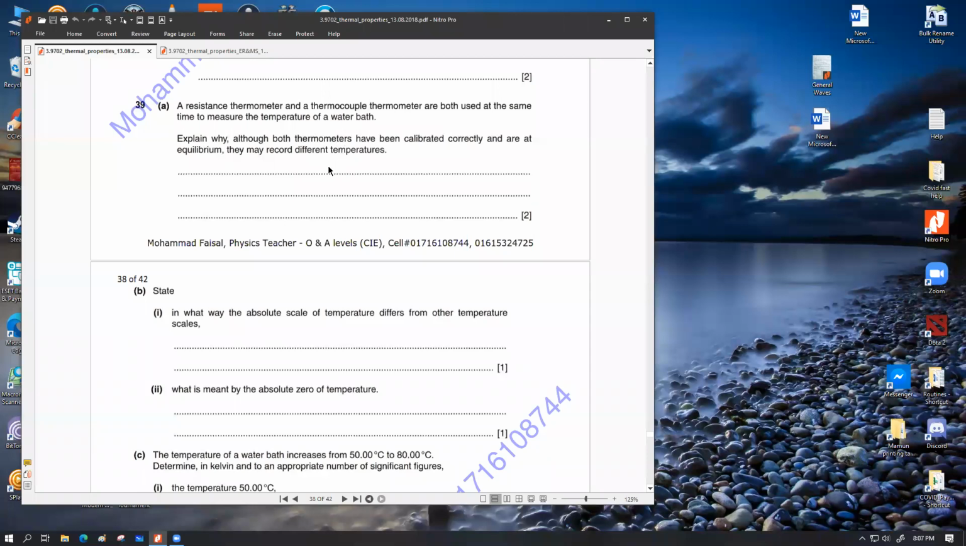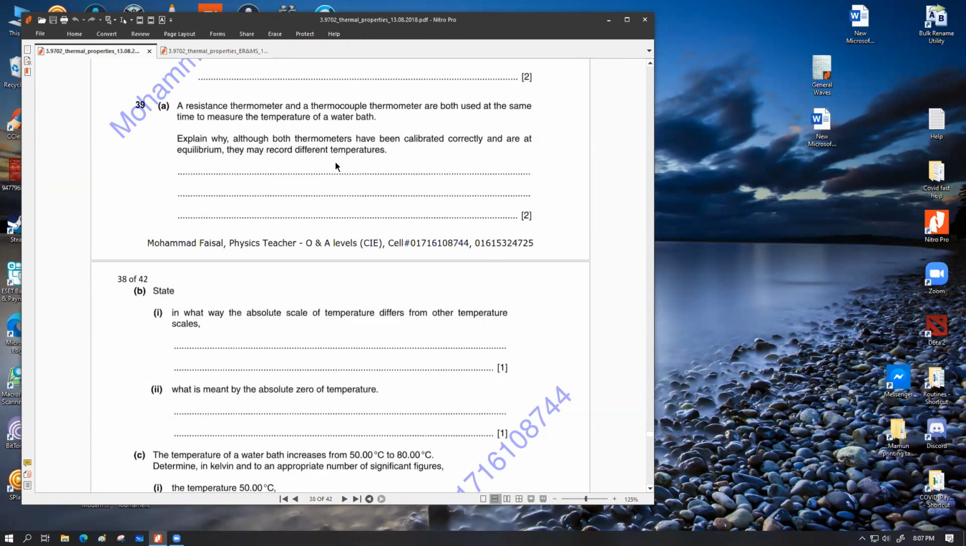Sir, 39. A resistance thermometer and a thermocouple thermometer are both used at the same time to measure the temperature of a water body. So why, although both thermometers have been calibrated correctly and are at equilibrium, may they record different temperatures? This is because their operating graphs might have different curvature. Let me tell you what it means.